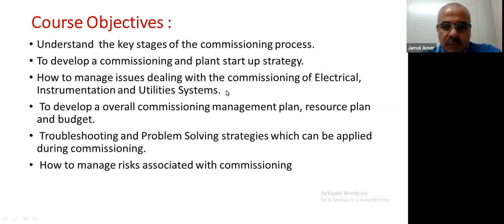Then we'll go through troubleshooting and problem-solving strategy, which can be applied during commissioning. Yes, during commissioning we face a lot of problems. Why? Because this is the first time we are starting this equipment. We don't know the behavior of this equipment yet. If we have a multi-stage centrifugal pump and we start this pump for the first time, we don't know if it will trip on overload or have a cavitation problem.